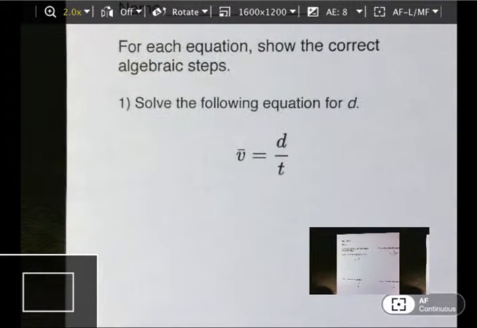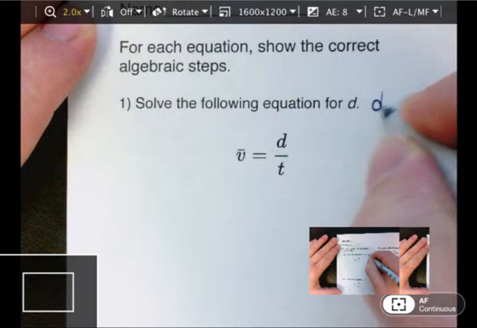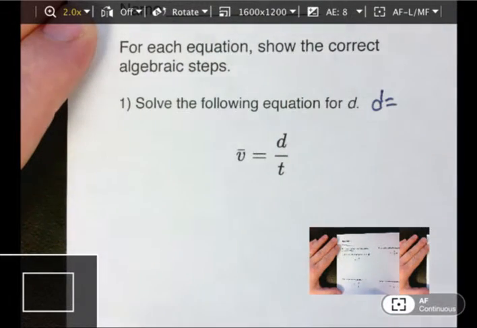In this quiz, we're being asked to solve for different variables given a specific equation. So the first question says solve the following equation for d. That means we're going to end up with an expression that looks like d equals.